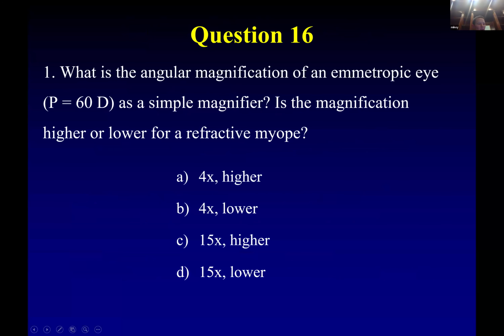Okay, 5 left. Question 16. What is the angular magnification of an emmetropic eye, power of 60 diopters, as a simple magnifier? Is it higher or lower for a refractive myope?